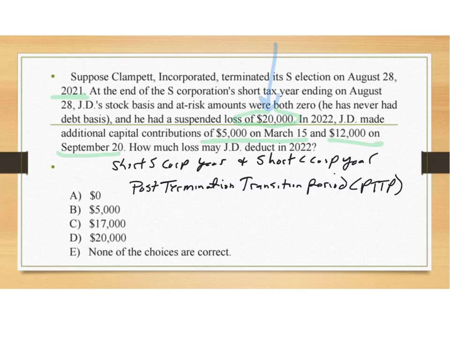In general, that post-termination period begins the day after the last taxable day as an S corporation, and ends the later of 1 year after the last S corp day, or the due date for filing the return for the last year as an S corporation, including extensions. Okay, so let's take a look at what that means to us. We terminated our S election on August 28th, 2021.